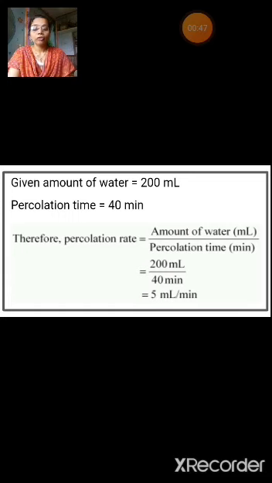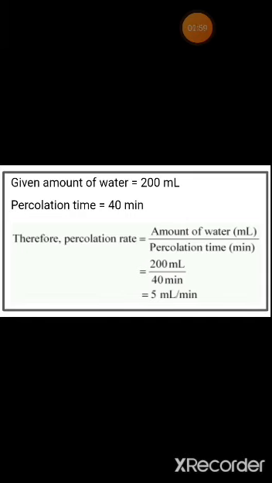So we can find rate of percolation by using the formula: percolation rate of soil sample is equal to amount of water in ml divided by percolation time in minutes. Now we have amount of water that is 200 ml and percolation time is 40 minutes. So after calculating this, we get 5 ml per minute as the percolation rate of our sample.